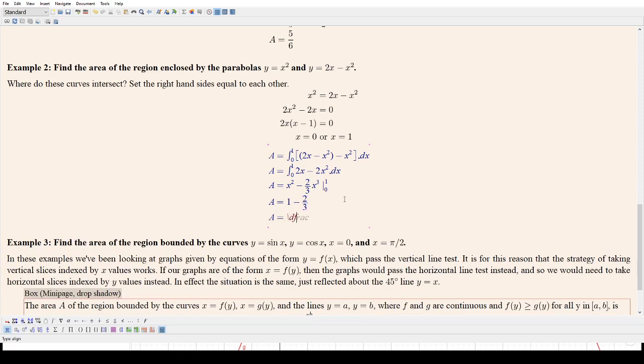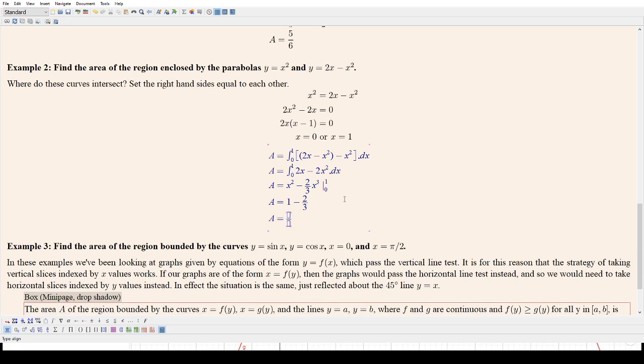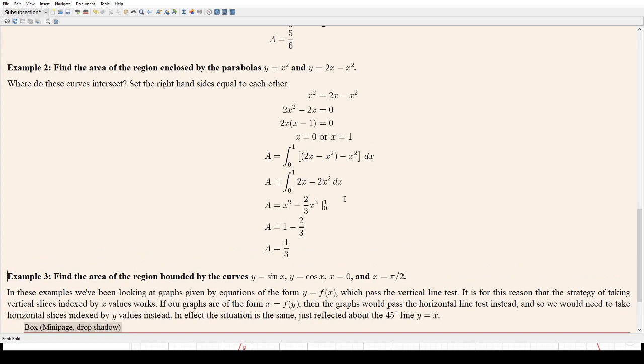So what is 1 minus 2/3? 3 minus 2 on the top. So what is 3 minus 2? That's 1. Okay, so 1/3 is our final answer there. Yep, and we are good.